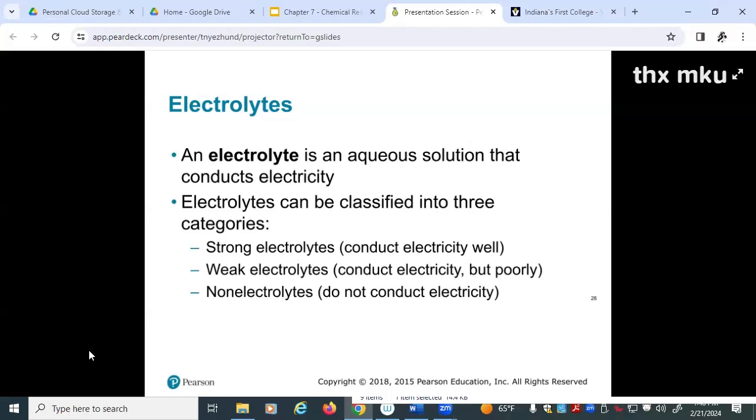And so we can split electrolytes into three categories based on the number of ions that are in the solution. The strong electrolytes, those are the ones that conduct electricity well. They have lots of ions in solution. The weak electrolytes can conduct electricity, although they do it kind of poorly. And so they have ions in the solution, but not nearly as many. And then the non-electrolytes, the ones that don't conduct electricity at all, well, as you'd expect, they don't have ions in the solution at all, period.